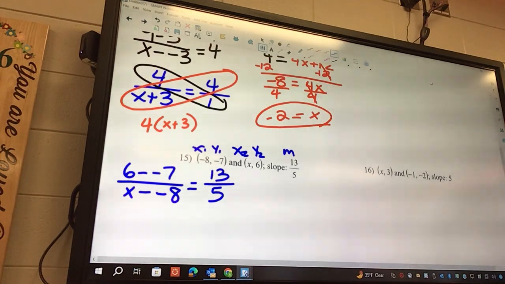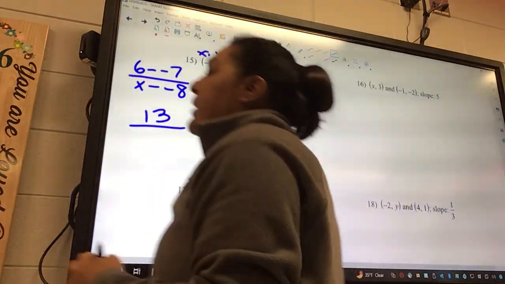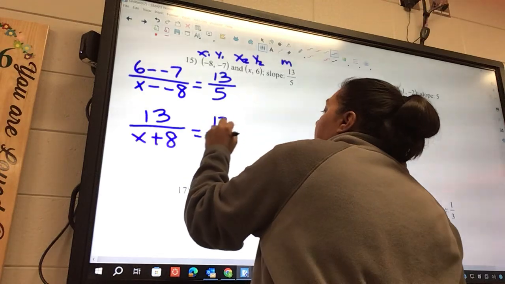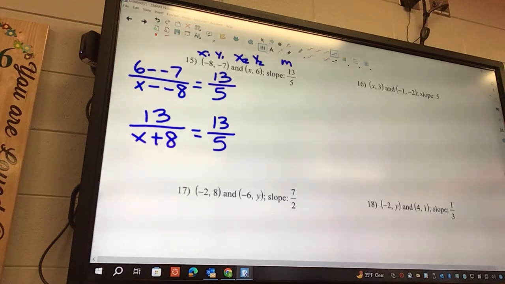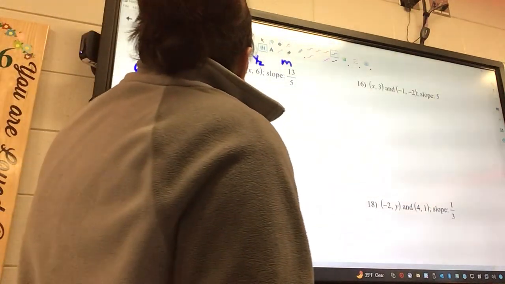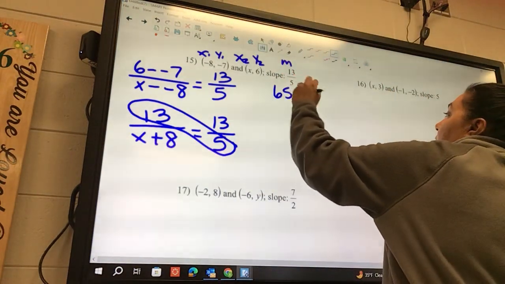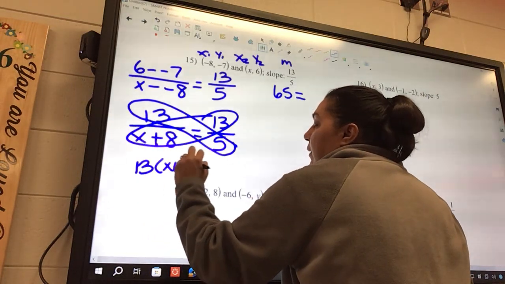So 6 - -7. Perfect. 13. x - -8. It's going to be x + 8 = 13/5. Okay, and then we're going to cross multiply. 13 times 5? 65. Okay, and then this other part's going to look like 13(x+8).